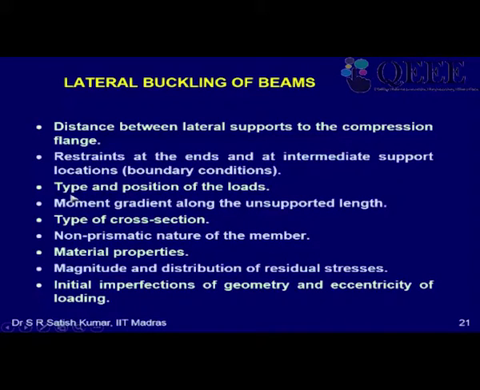And unlike in columns, basically these are the two factors which affect, but in beams some more factors are affecting. That is the type and position of the load, then the moment gradient along the unsupported length, the type of cross section. In columns, of course, the entire cross section property is brought in by one single factor, that is the least radius of gyration, right? So you say L by r min is the slenderness, and buckling strength will be a function of the slenderness of the column.